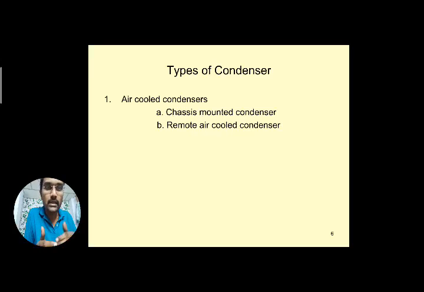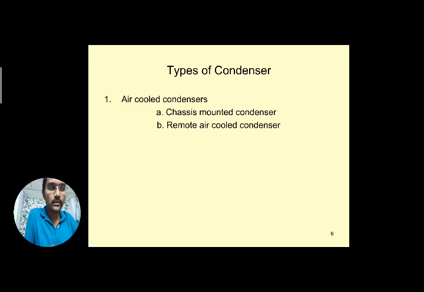A very simple way to identify a remote air cooled condenser: it is kept far away from the other refrigeration equipment. As already told, it is placed, for example, on the roof. You can take the example of a split air conditioner, where the condenser and compressor are placed on some other side. It is remote from where you are getting the cooling. So you are placing the condenser away from that cooling system. That is a remote type.